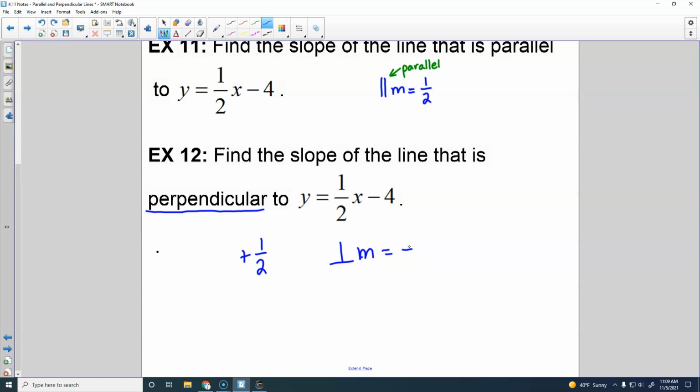What does reciprocal mean to do? Flip the fraction. So instead of 1/2, what am I going to have? 2/1. And 2/1 is just 2, so we would say that the perpendicular slope is -2. That would be our answer. Okay, questions?